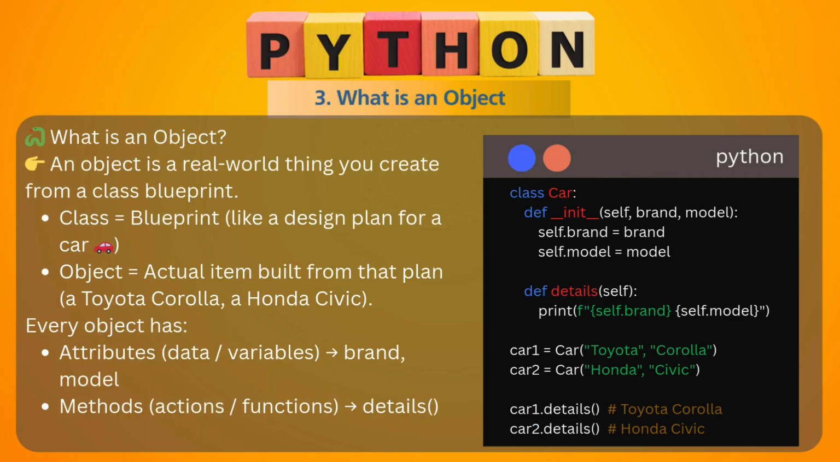Now move on to topic 3. What is an object? An object is a real world thing you create from a class blueprint. Class is a blueprint, like a design plan for a car. An object is the actual item built from that plan, that is a Toyota Corolla, a Honda Civic, like that. So every object has attributes and methods. Attributes are nothing but data, variables. Methods are nothing but actions, functions. These are the things we need to know about what is an object.